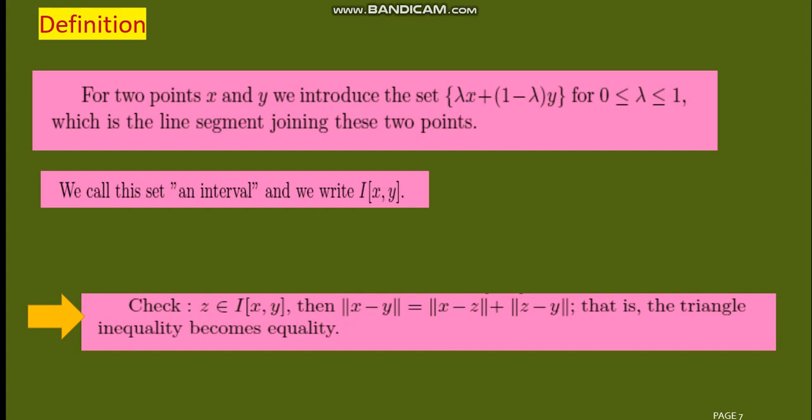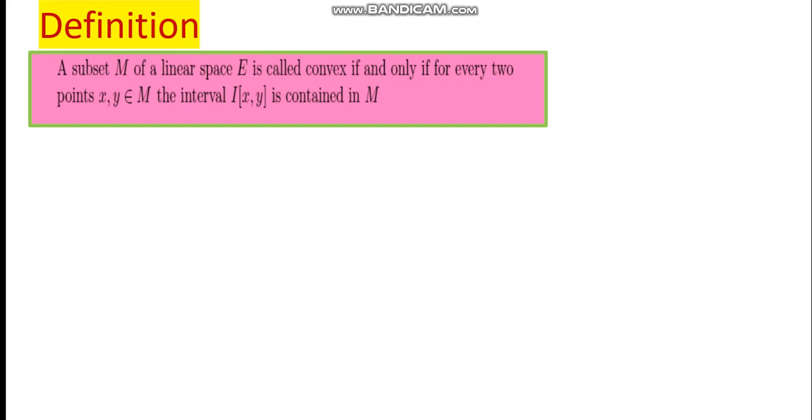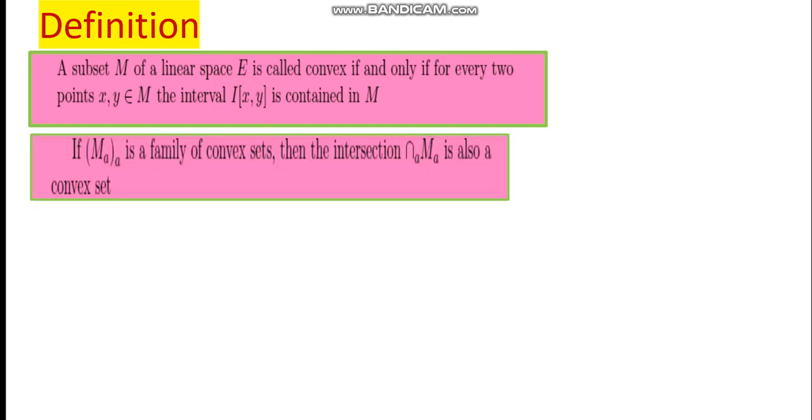So in an interval, the triangle inequality holds with equality. Okay, now next, suppose M is any linear space and E is called convex. This you all know, but we are doing it with the notations of your prescribed text. E is said to be convex if and only if, for x and y in it, the interval I of x comma y is contained in it.